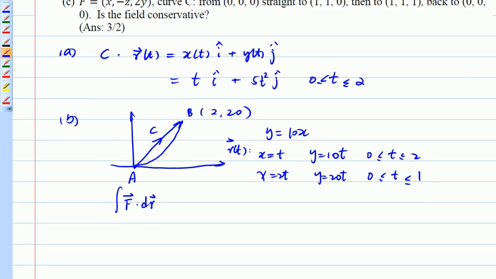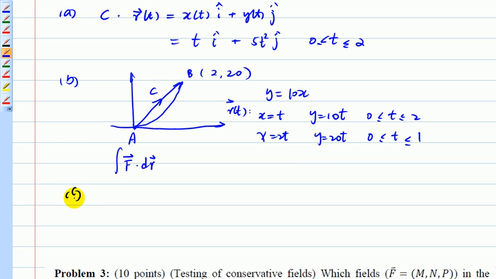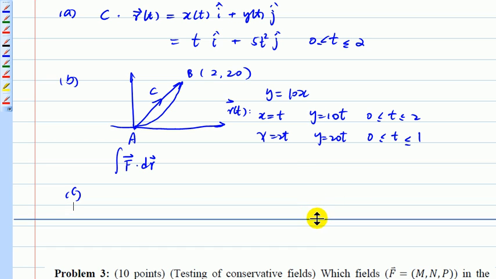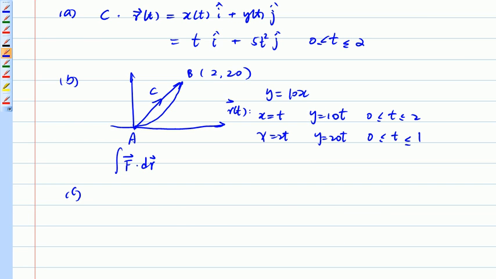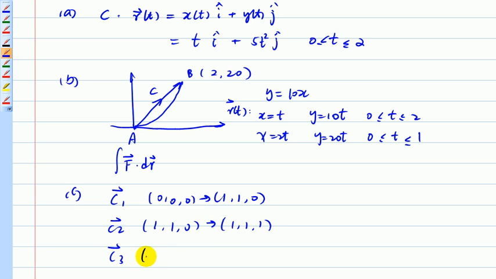And for part C, I want to provide you some hints here. Part C has three curves. The first curve C1 is from (0, 0, 0) to (1, 1, 0), and C2 is from (1, 1, 0) to (1, 1, 1). And C3 is from (1, 1, 1) to (0, 0, 0).